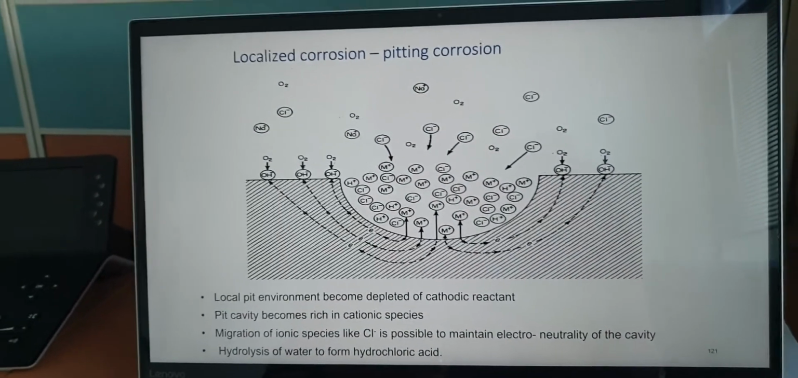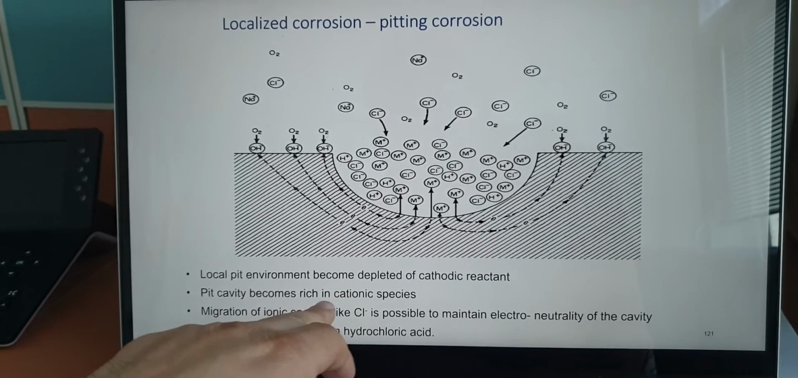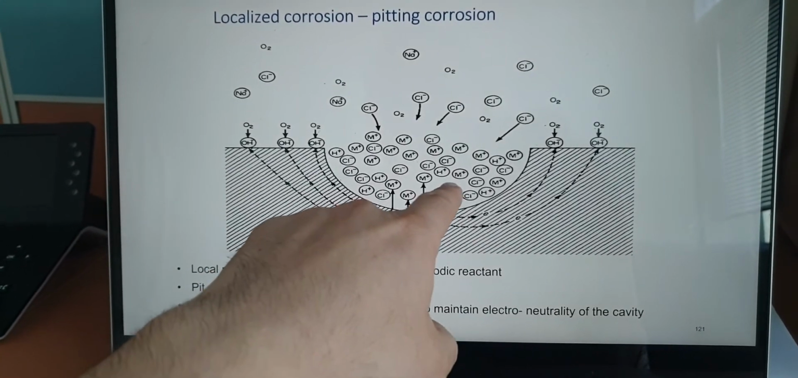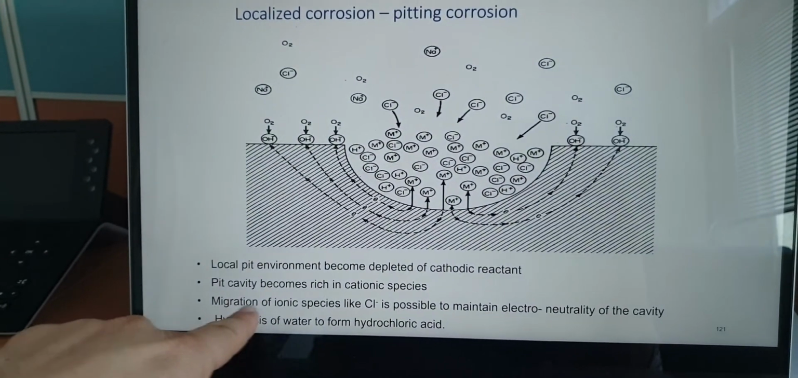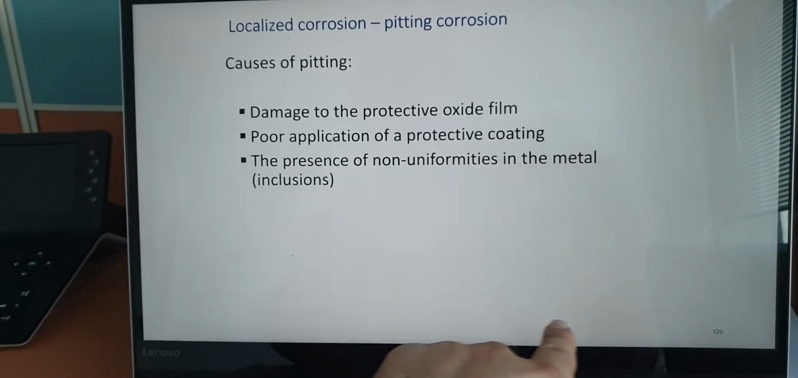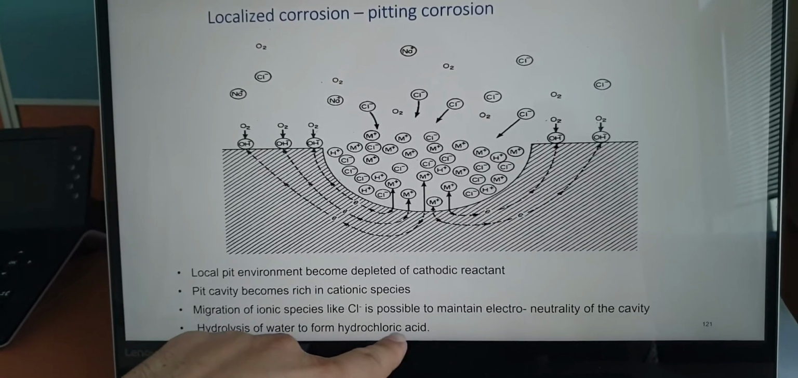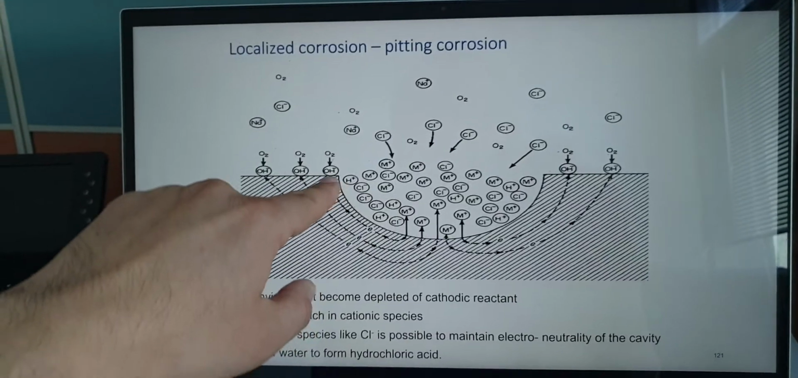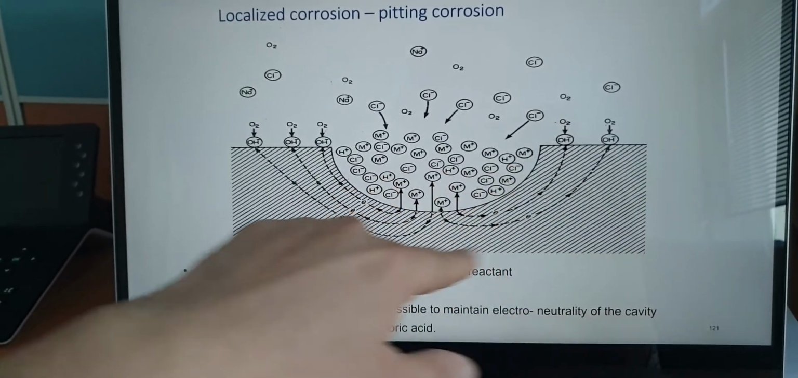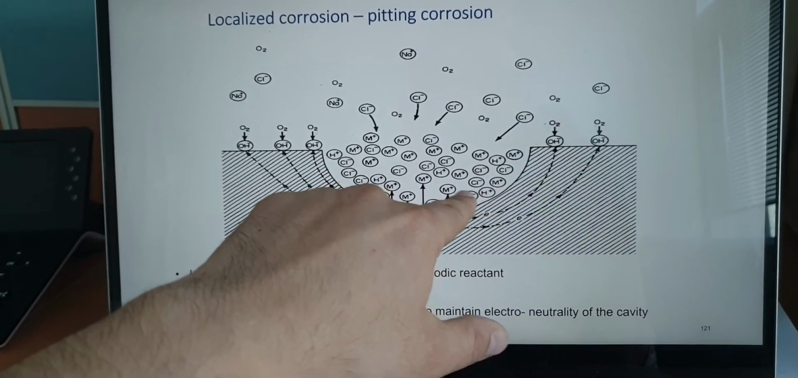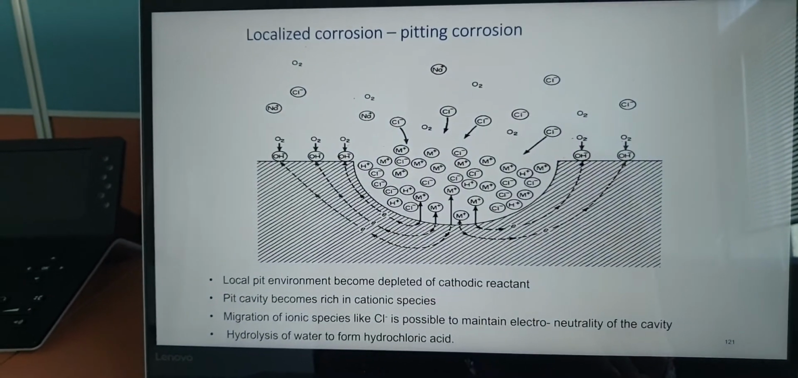So local pit environments become depleted of cathodic reactant. The pit cavity becomes rich in cationic species, that's basically the M+. Migration of ionic species like chloride is possible to maintain electroneutrality, and hydrolysis of water forms hydrochloric acid. So now the pH and the potentials there are so different from the environment at the surface that the water becomes acidic. So this spot goes very quickly in corrosion.